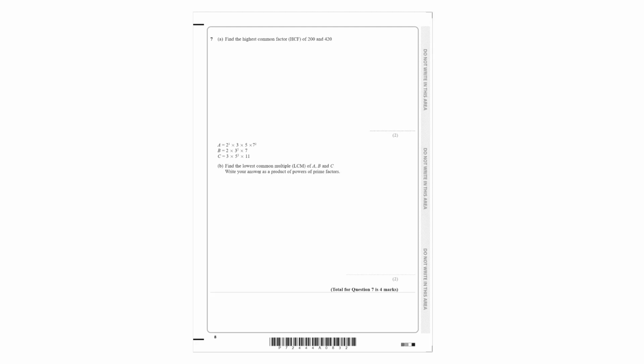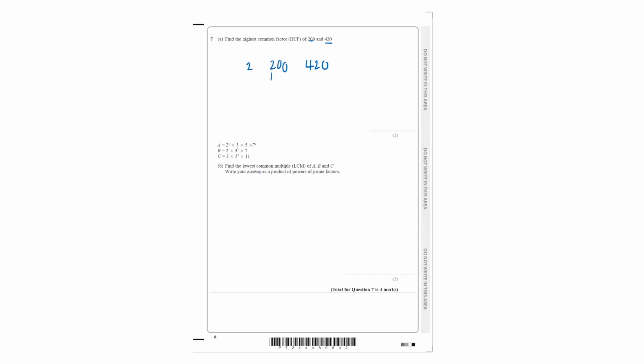Find the highest common factor of 200 and 420. We can simply write them out here. And in order to find the highest common factor, we have to keep dividing them by factors until we cannot divide them anymore. So we can see here that 200 and 420 is divisible by 2. So I write 2 here.